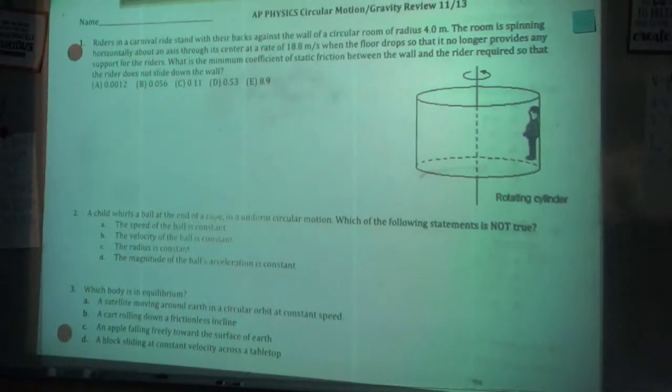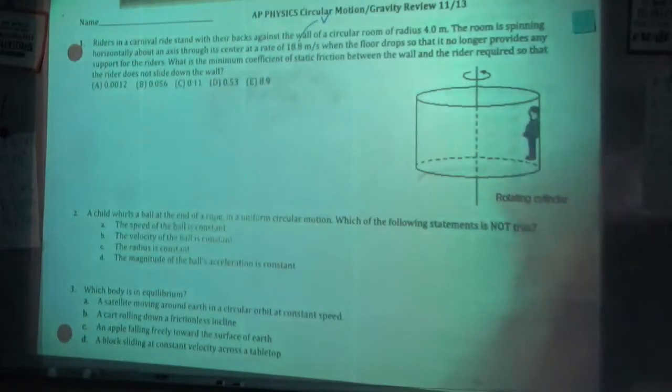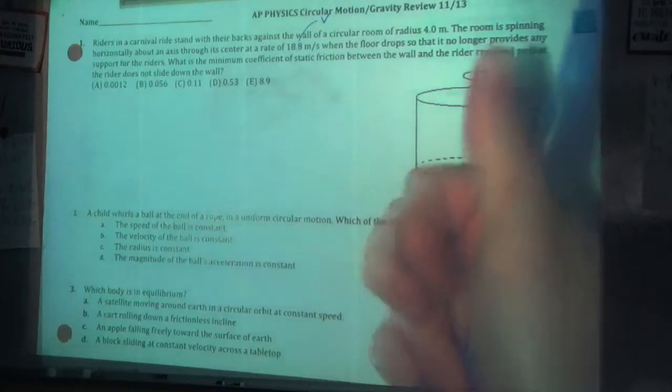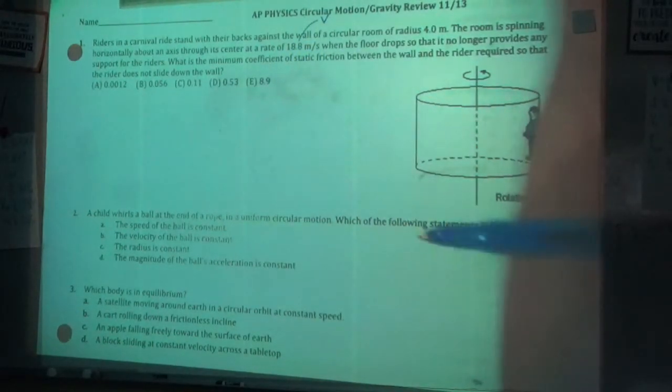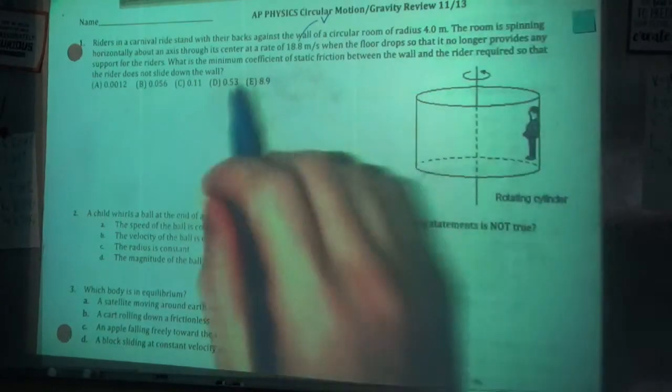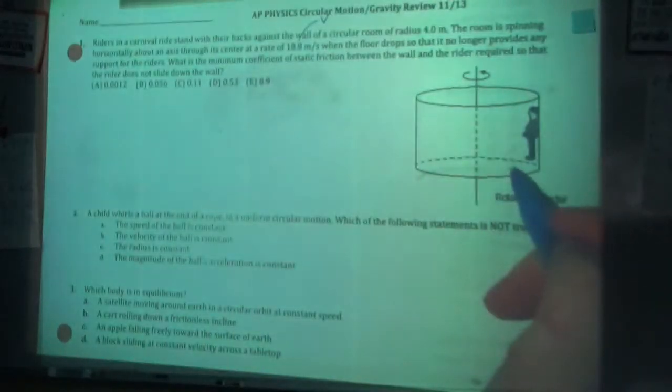For number 1, we have a carnival ride where someone stands against the wall and then the cylinder turns at this rate. This is the velocity. And then when the floor drops so that there's no longer a normal force pointing up on the person, he still is staying suspended in the air. And we are trying to find the coefficient of static friction that's needed so that he does not slide down.